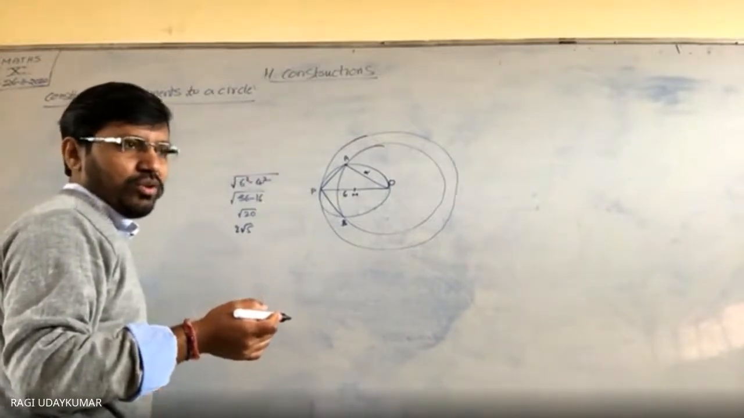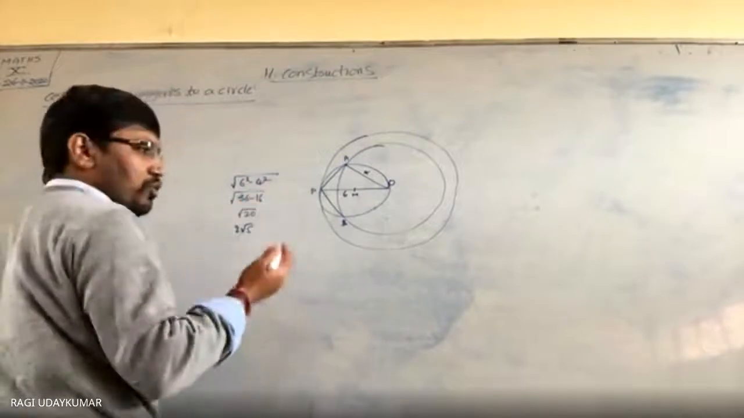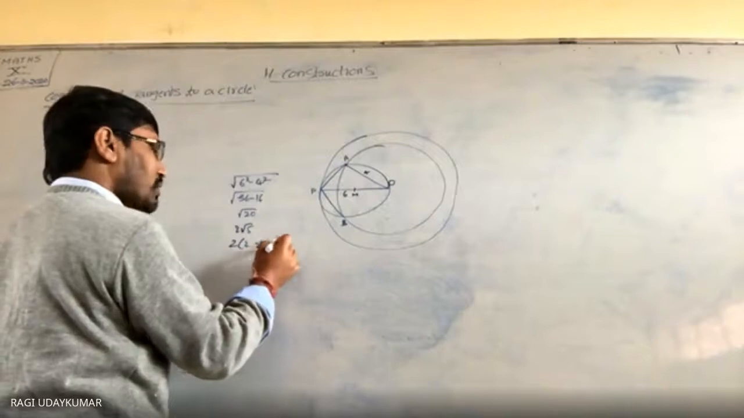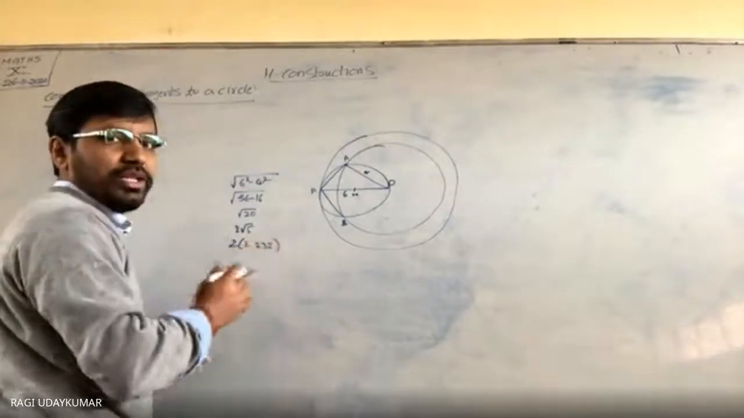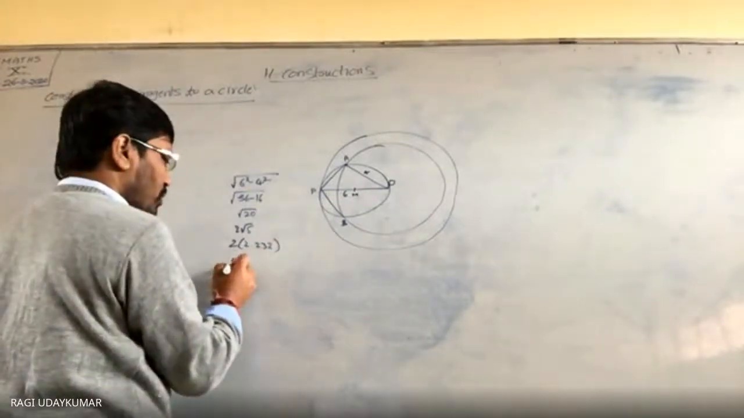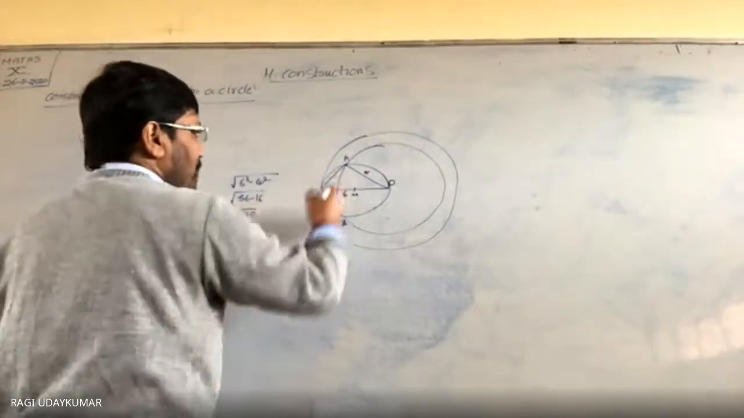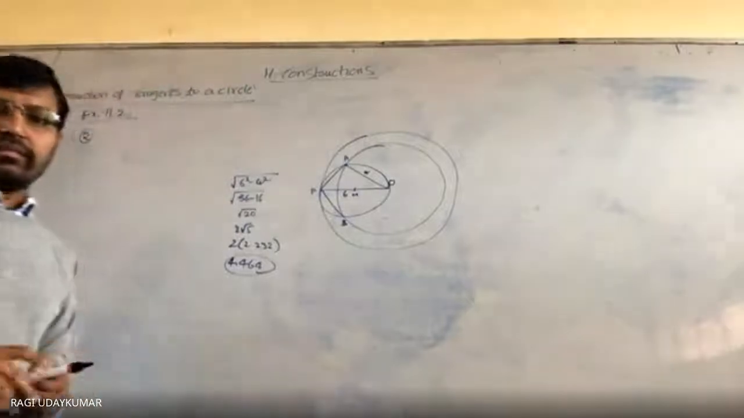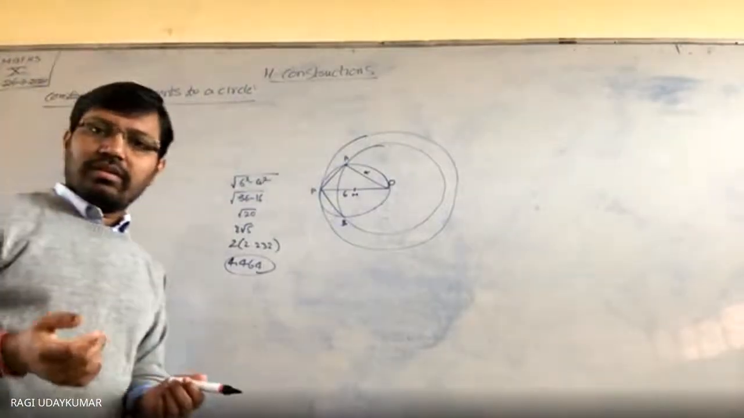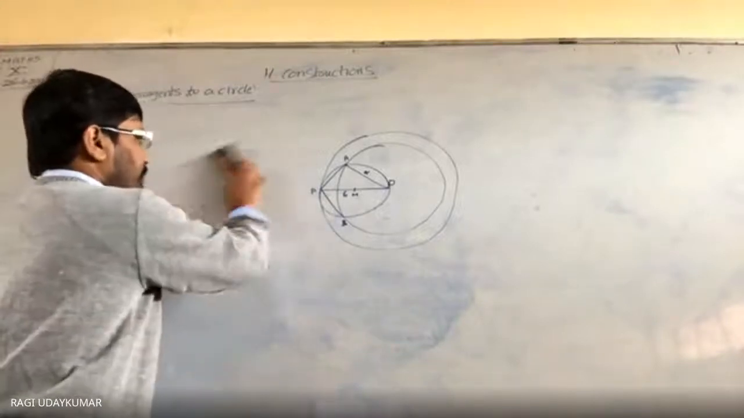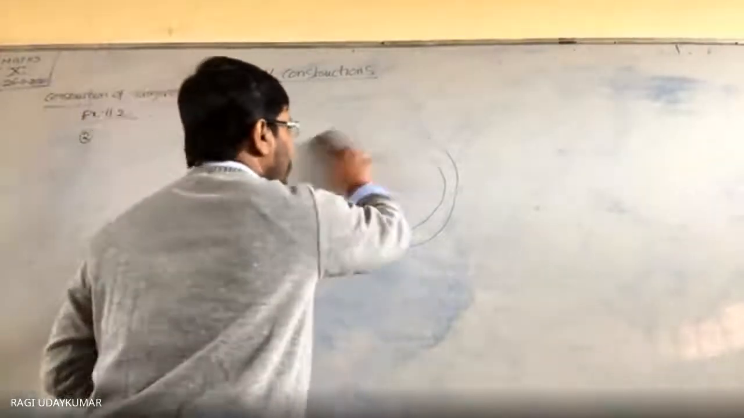Root 5 value 2.232 something आ जाएगा. So if you take 2.232 and so on, adjusting the value, you are going to get, if you multiply, 4.464 आ जाएगा. So इसका length approximately 4.46 आ जाएगा. That's all. So you can do it now. It's not very difficult, I think so.